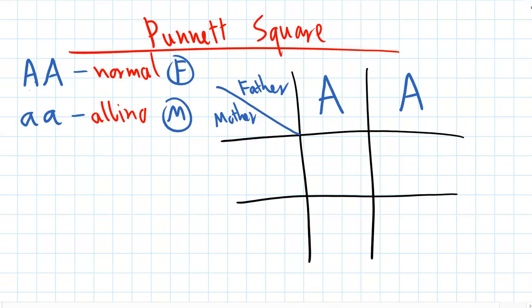And for the mother, well, she can only ever have a small a allele in her gametes, in her egg cells. So she's going to have a small a or a small a. Okay, and then we combine the row and the column together, because this is representing a gamete.